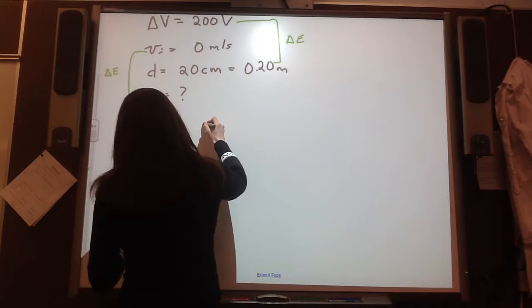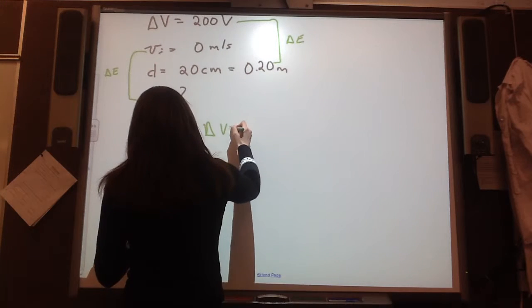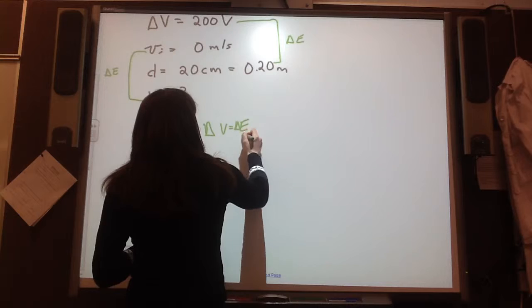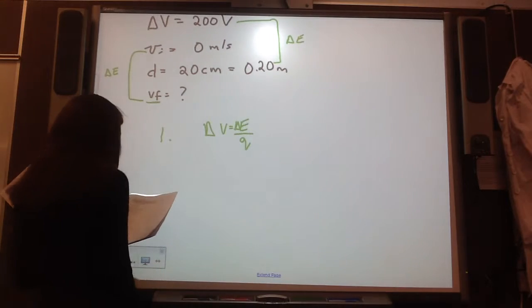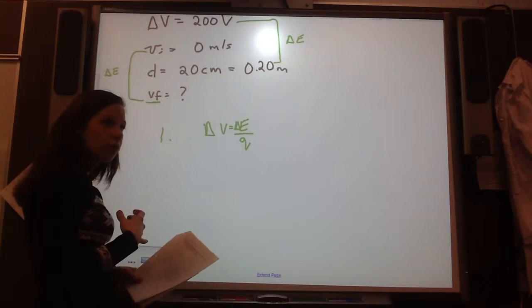So the first step, number 1, is delta V equals delta E over Q. I'm going to rearrange to solve for my delta E.